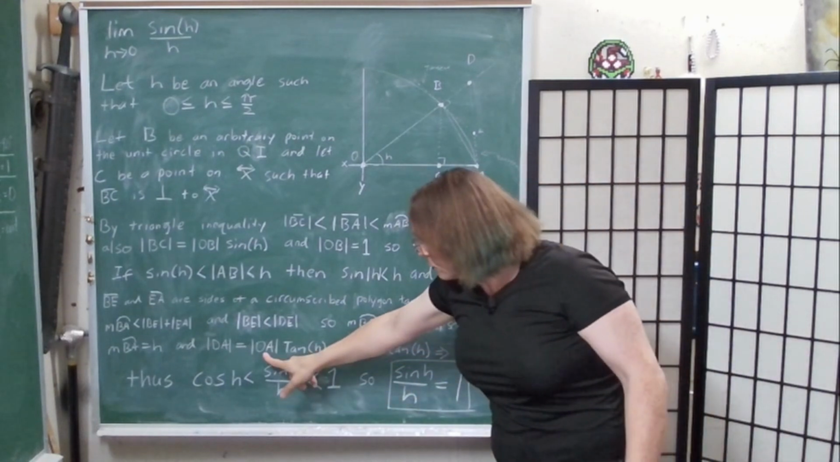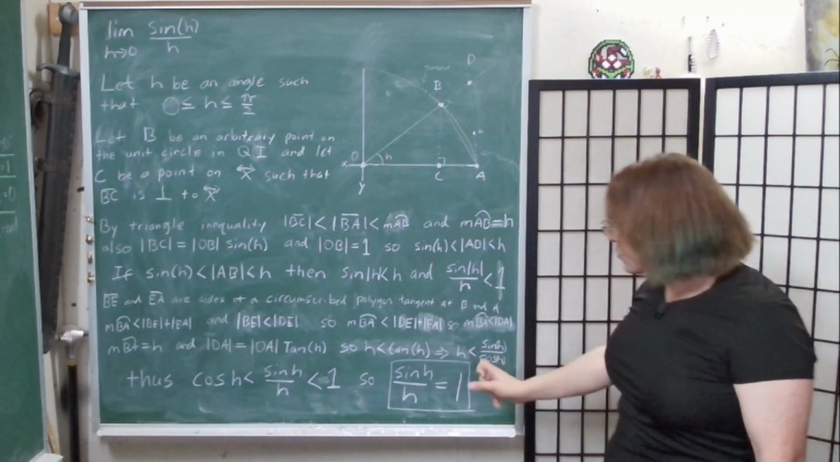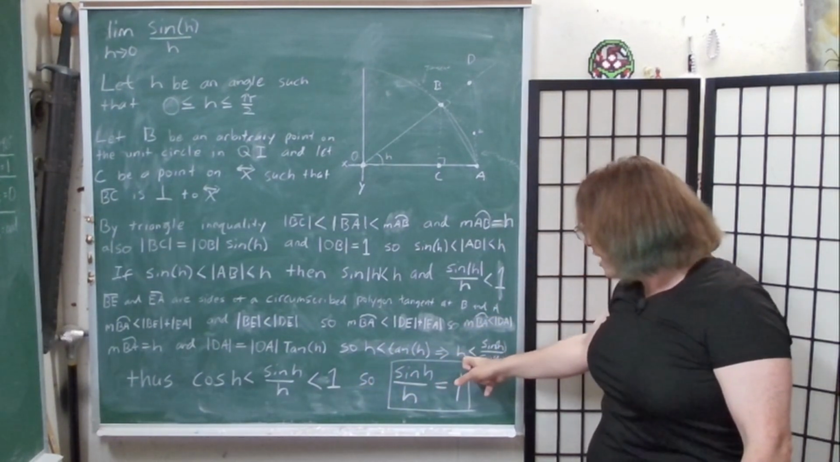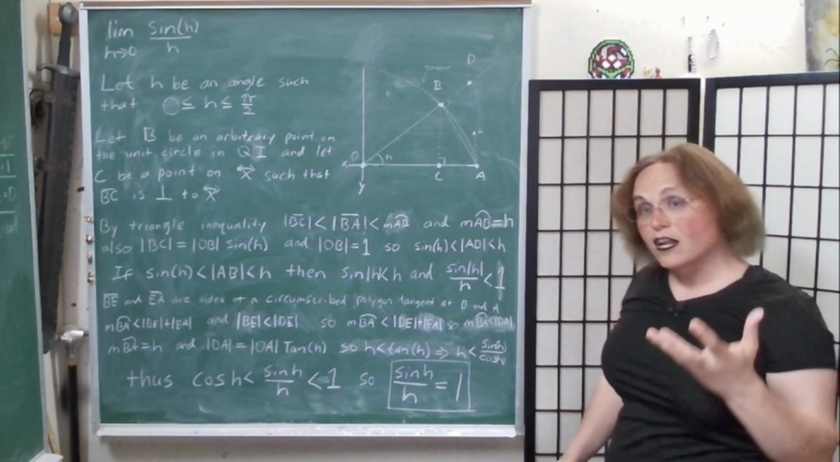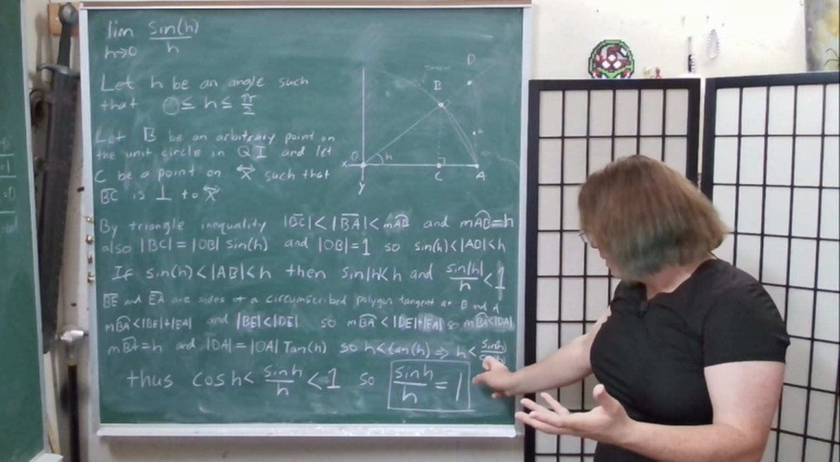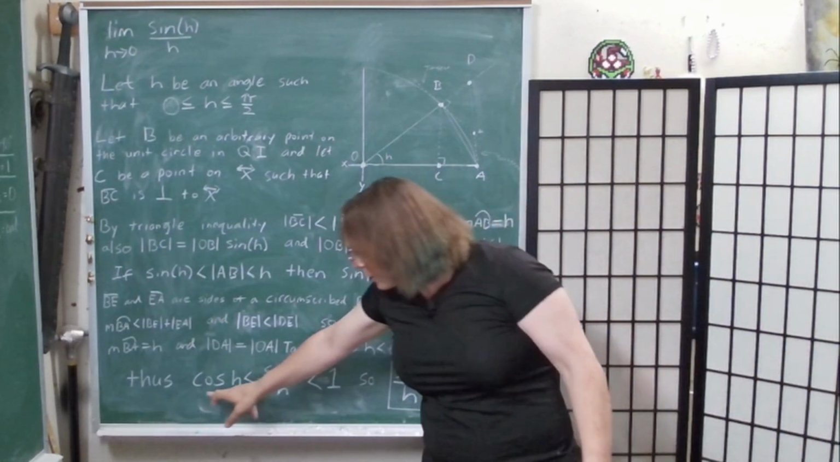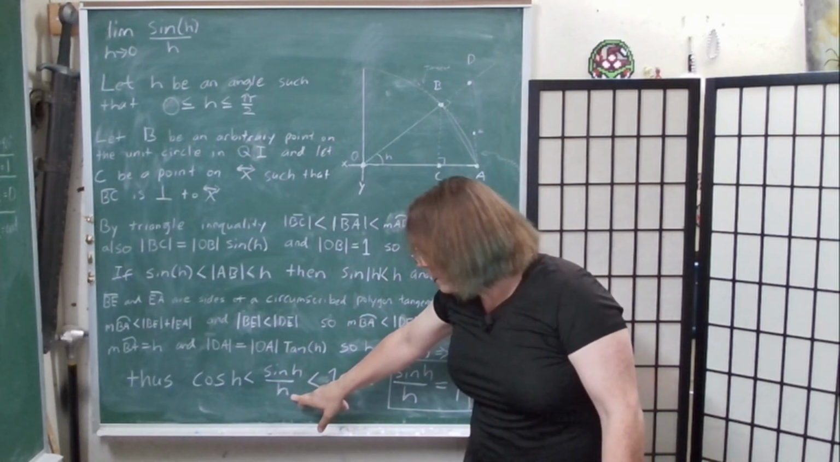So OA is also 1, so that means that DA is equal to the tangent of H. So thus we know that H is less than the tangent of H, but the tangent of H is also defined as the sine of H divided by the cosine of H. So a little bit of algebra, we multiply the cosine over, divide the sine over, and that gives us that the cosine of H is less than the sine of H divided by H.